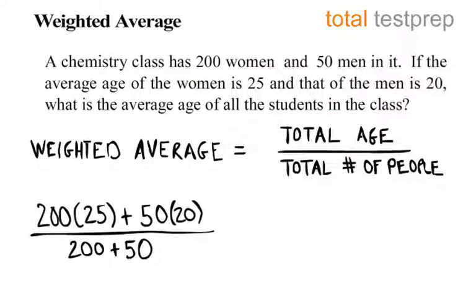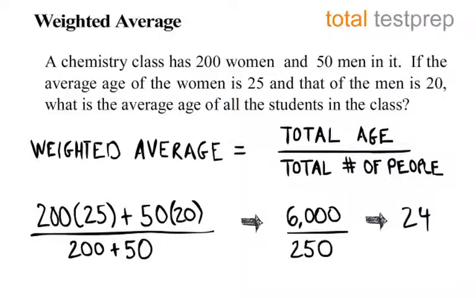The total age is 200 times 25, because there's 200 women and their average age is 25, and 50 times 20 because there's 50 men and their average age is 20. All of that is divided by 200 plus 50. So the numerator becomes 6,000 when you do the arithmetic. The denominator becomes 250 when you add it up. And this comes out to 24 when you do the division. Therefore, the average age of all the students in the class is 24 years.